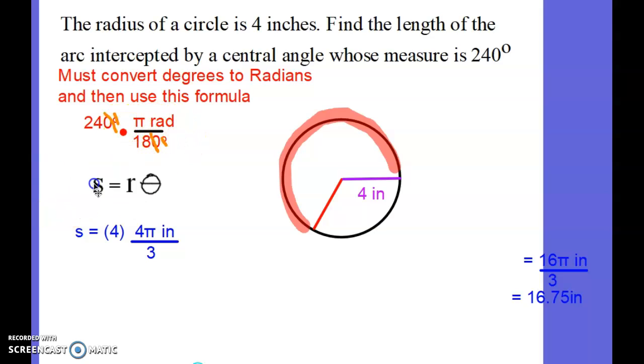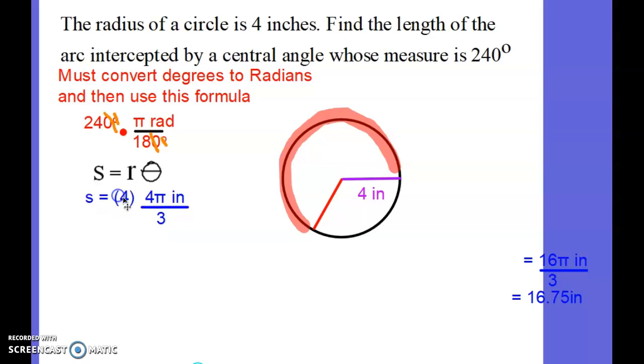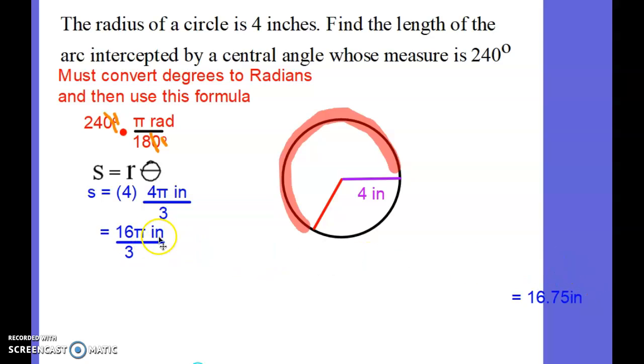I can now use my formula, plug everything into the formula. My radius is 4, and theta is 4 pi over 3. That's this answer up here. And 4 times 4 is 16 pi inches over 3. And that is an exact answer because it has the pi in it.